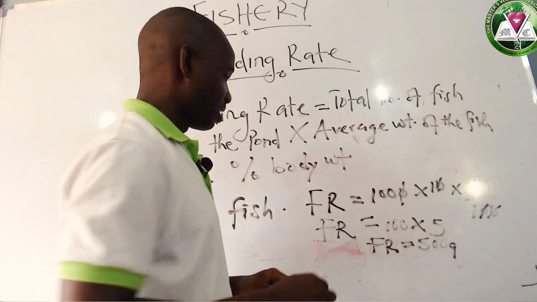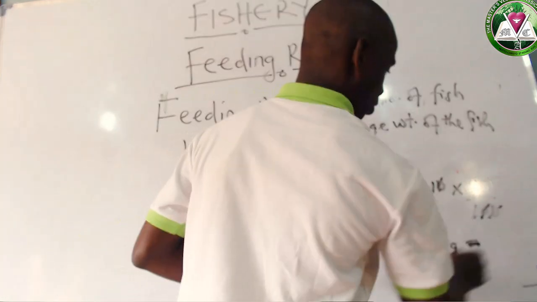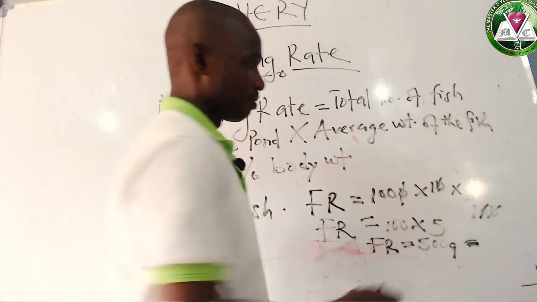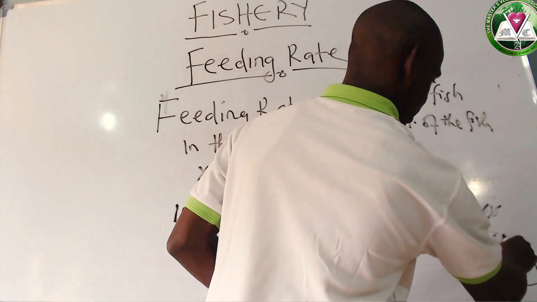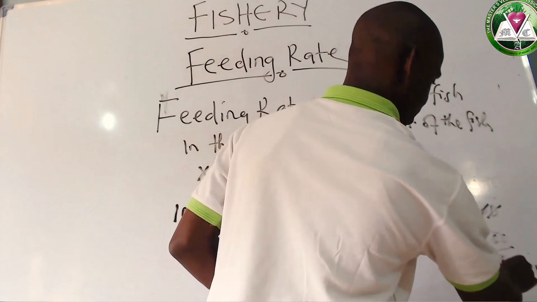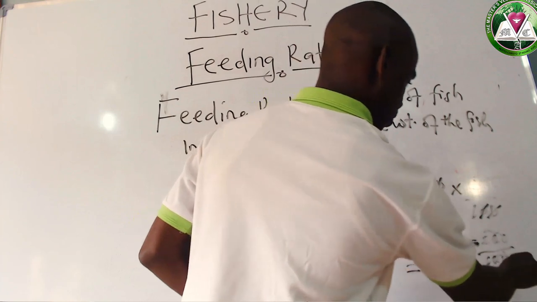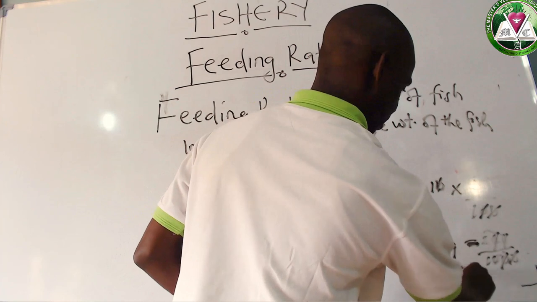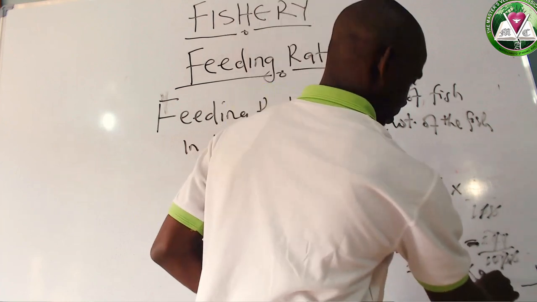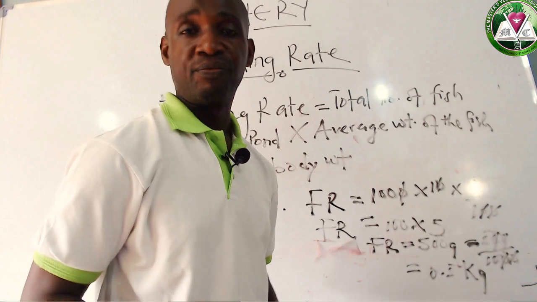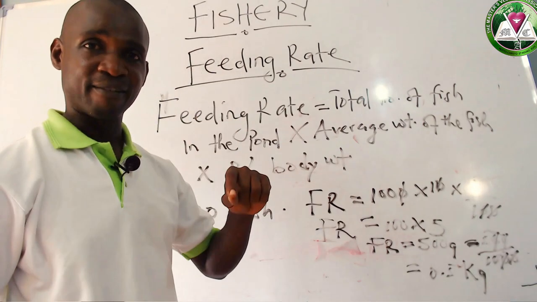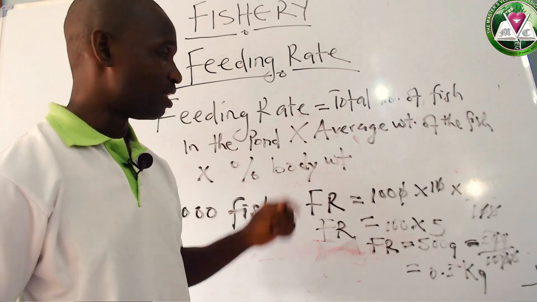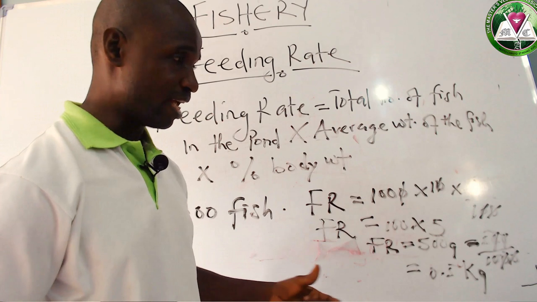Converting it to kilogram will be equal to 500 gram divided by 1,000, 500 over 1,000, which is 0.5 kg. So the feeding rate for that day is equal to 0.5 kg. The implication is that you bring your scale and then get your feed.